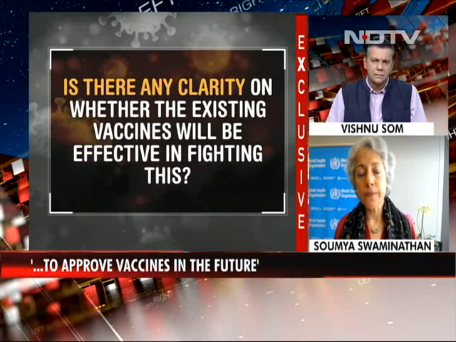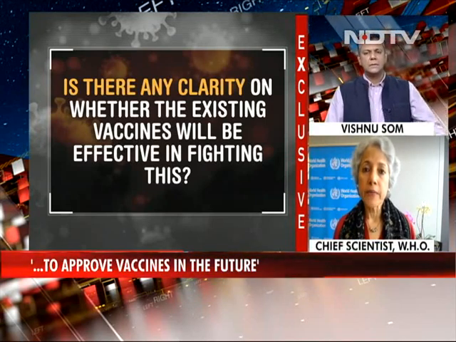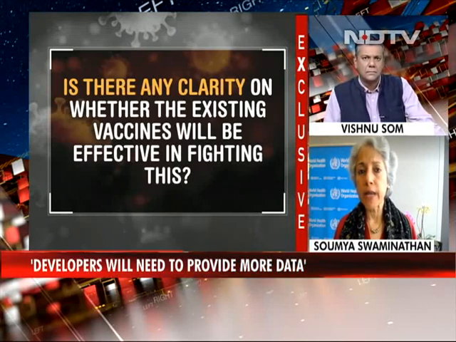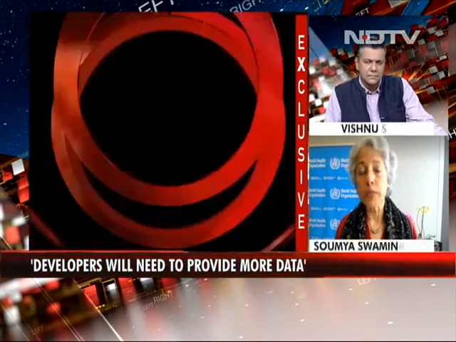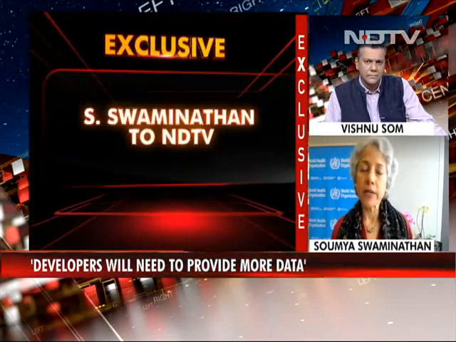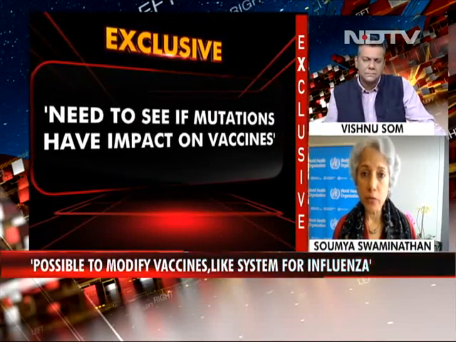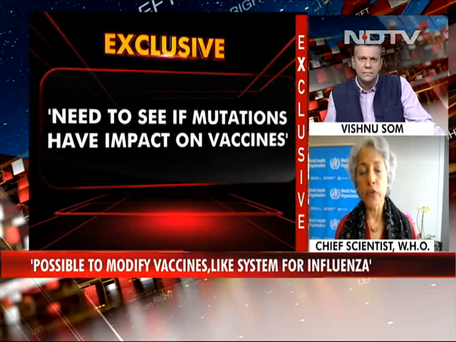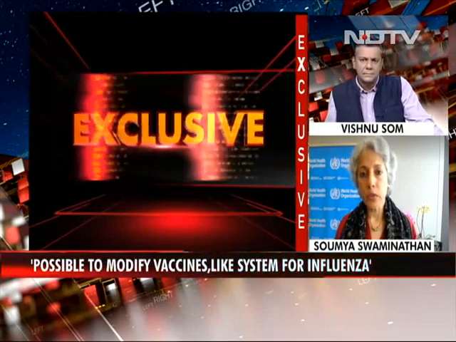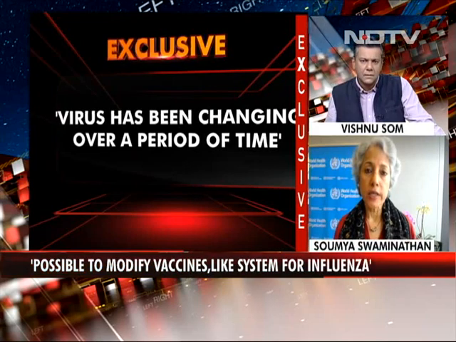So there'll be a set of clinical data and immunological data that developers would need to provide. The good thing is that the way the vaccine platforms now are existing, it is possible to make changes quite quickly, whether it's an mRNA platform or whether it's a viral vector platform. So it is possible to modify the vaccines. And, you know, there is a global system that does it for influenza. The WHO is already setting up a system to be able to monitor and advise manufacturers on when they might need to make a change in the vaccine strain.